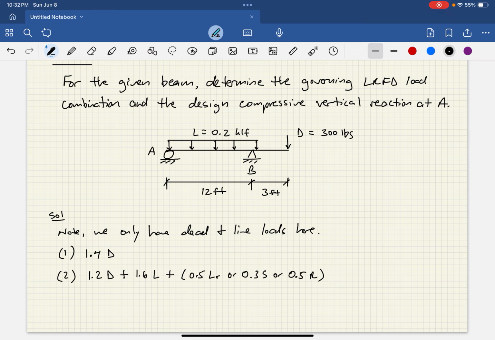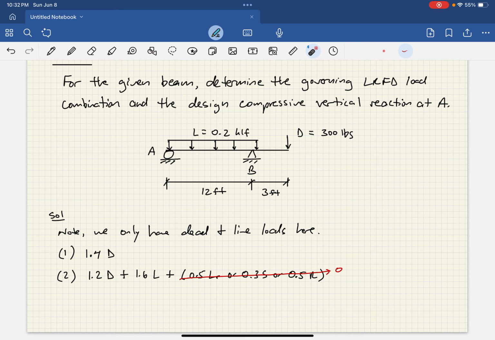Okay, now none of these are applicable for us because our problem doesn't have any of those. We don't have a roof live load, a snow load, or a rain load. So I'm going to zero that out. So all that we're going to be left with in this combination is 1.2 dead plus 1.6 live.